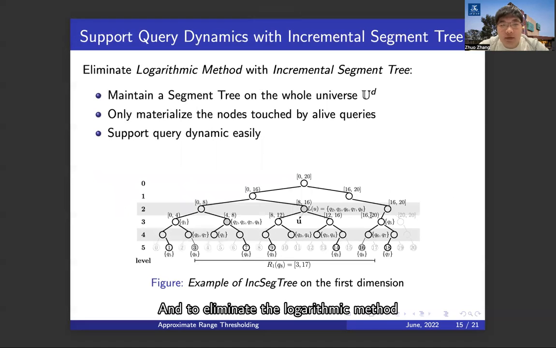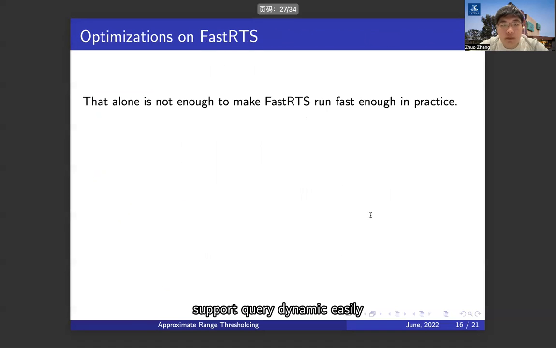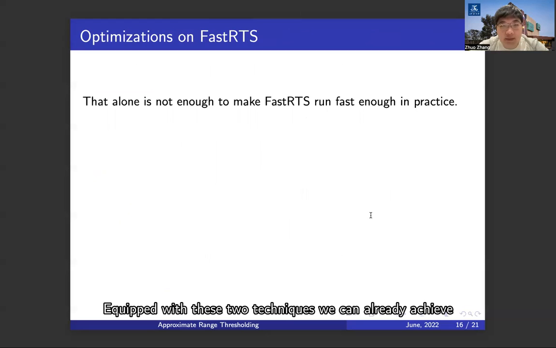And to eliminate the logarithmic method, we utilize the incremental segment tree. The basic idea is to maintain a segment tree on the whole universe. And to reduce the space consumption, we only materialize the nodes touched by some alive queries. So as you can see, this structure can support query insertion easily. Equipped with these two techniques, we can already achieve the theoretical bound as we introduced.